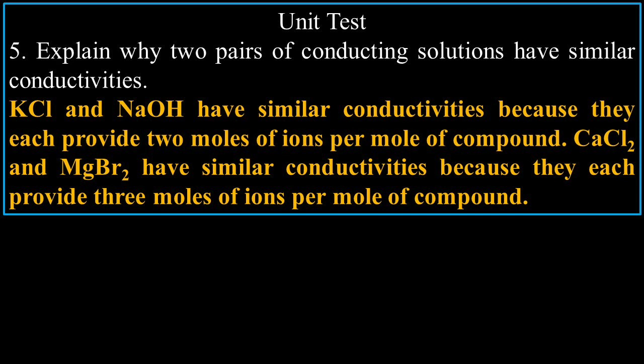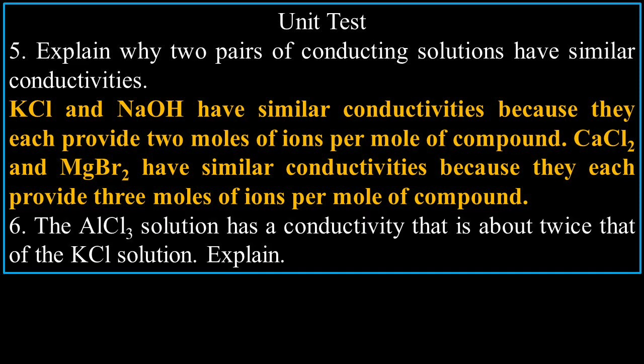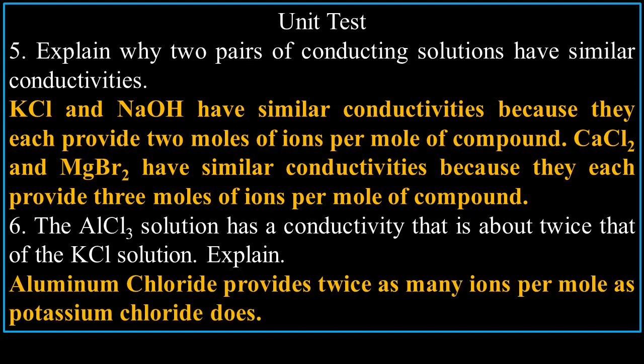CaCl2 and MgBr2 have similar conductivities because they each provide 3 moles of ions per mole of compound. The aluminum chloride solution has a conductivity that is about twice that of potassium chloride solution. Explain. Aluminum chloride provides twice as many ions per mole as potassium chloride does.